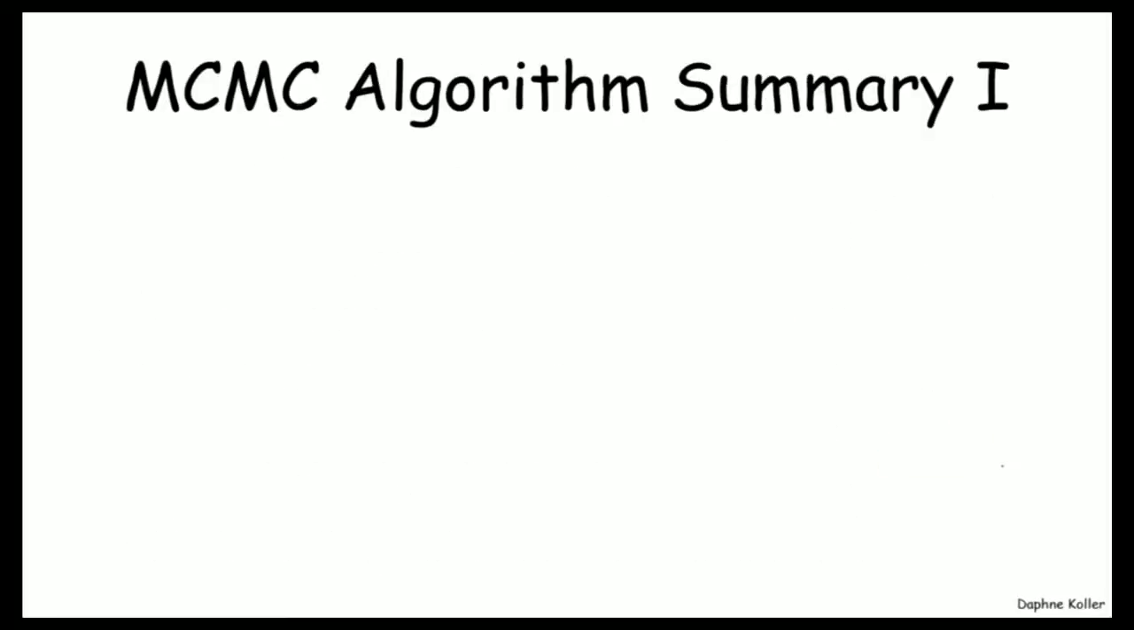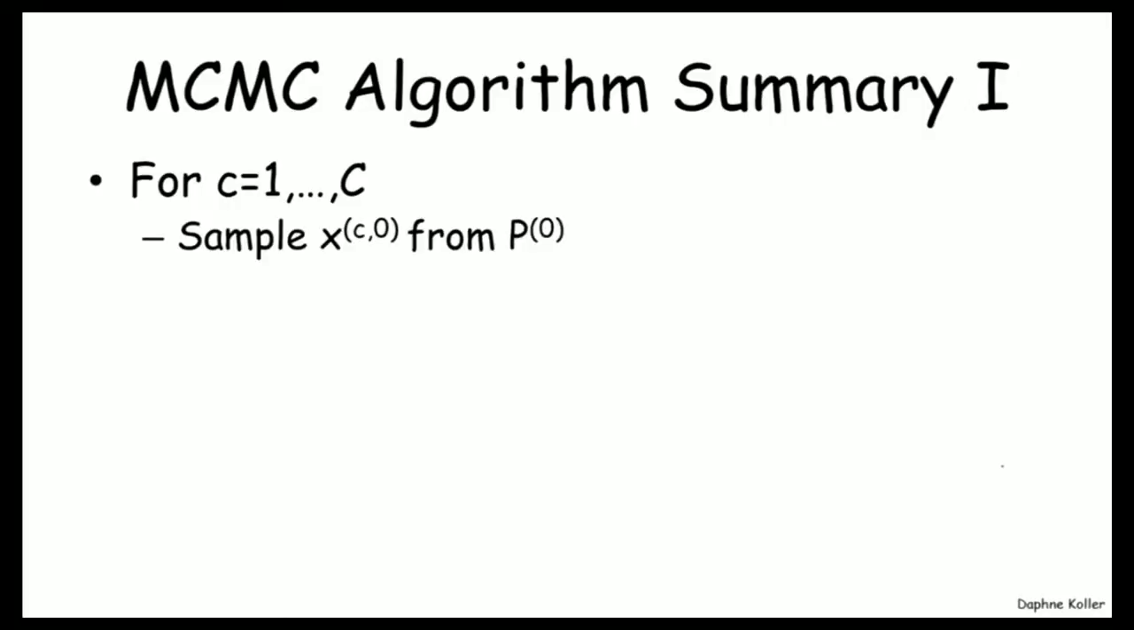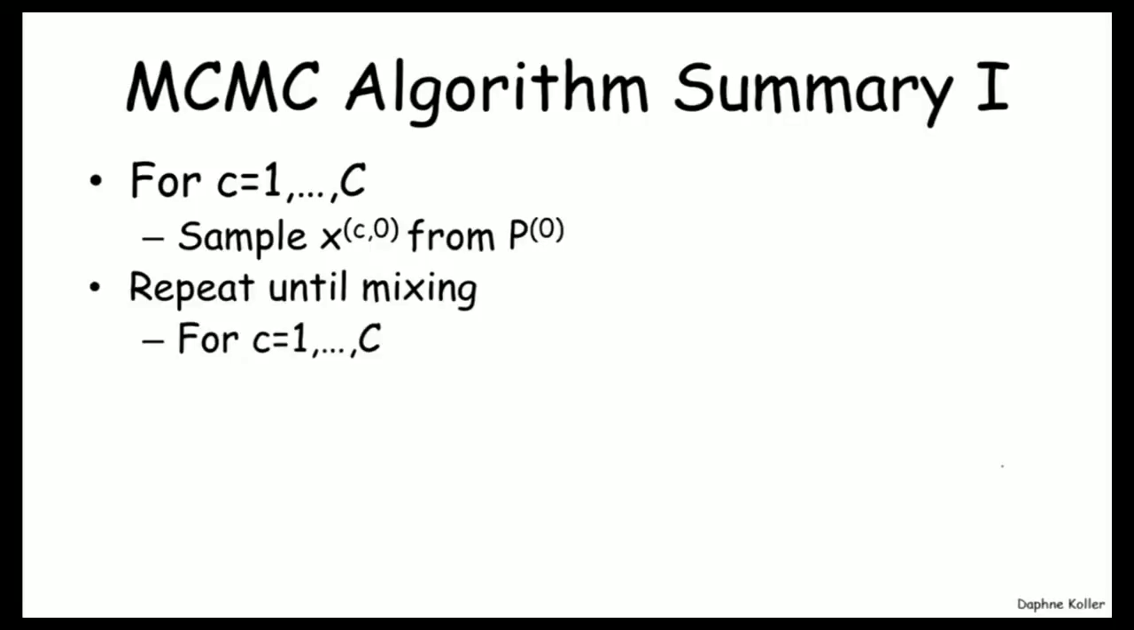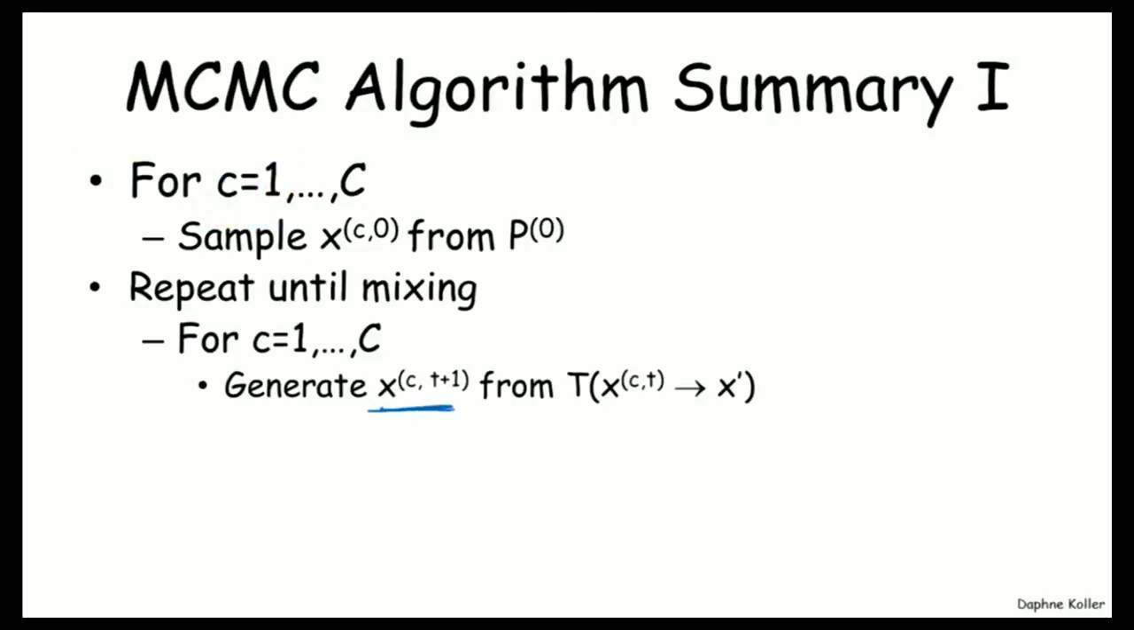So to summarize, first the algorithm and then the implications. Here is how we would actually end up using a Markov chain. First of all, I'm running C chains in parallel, and I'm going to sample an initial state from each of them. Then I'm going to repeat until I reach some determination that mixing has taken place. What I do is I forward march each of the chains using a random walk process, where I generate the t plus first sample from the tth sample for that corresponding chain.